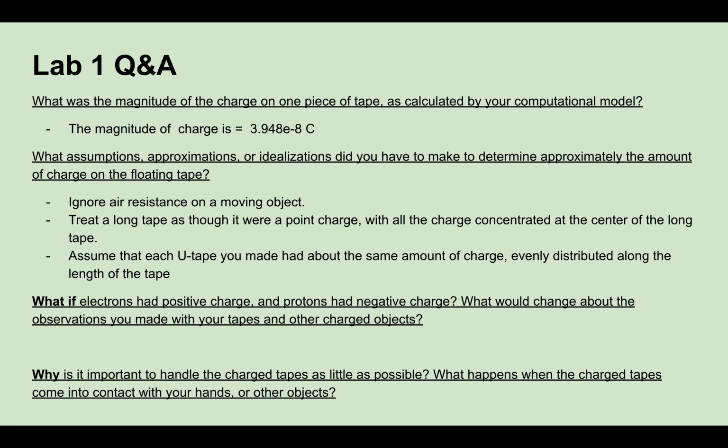What if electrons had positive charge? If electrons had positive charge and could move freely, then the two tapes would still repel because same charges repel. But if they don't move freely, like protons are always bound to the nucleus, then nothing will happen. Why is it important to handle the charged tapes as little as possible? Because there are charges on your hand that will affect the lab result.